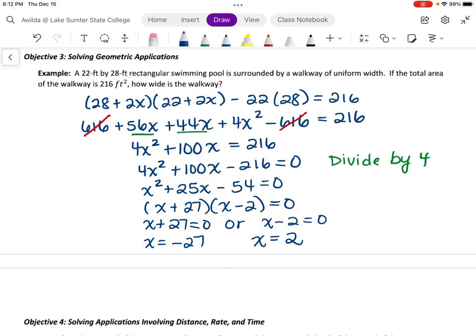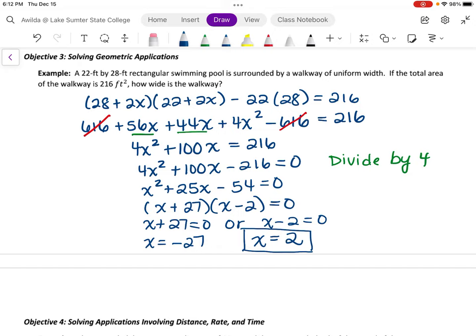Because we're talking about the width of a walkway in terms of feet, it doesn't make sense for x to be a negative number like negative 27. So in this case, there's only one solution that makes sense in the original problem, and that is that x is equal to 2. So the walkway has a width equal to 2 feet.